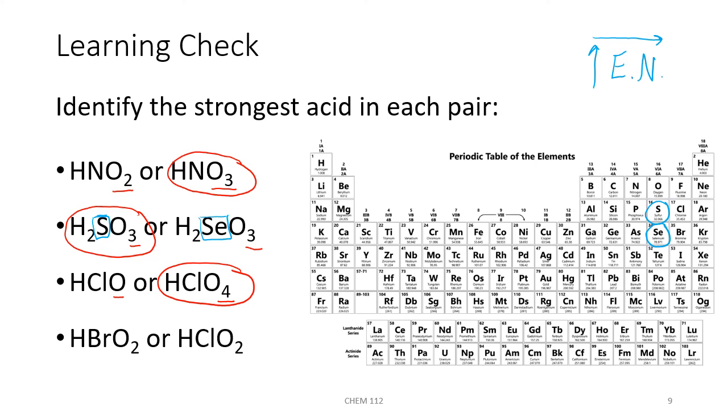Lastly, we have HBrO2 or HClO2. They both have 2 oxygen atoms, so that means we're comparing the nonmetal. We have bromine or we have chlorine. So if we look at the periodic table, we're going to identify we have chlorine here and bromine here. In terms of the trend of electronegativity, chlorine will be more electronegative than bromine, and so that's going to end up being the stronger acid.